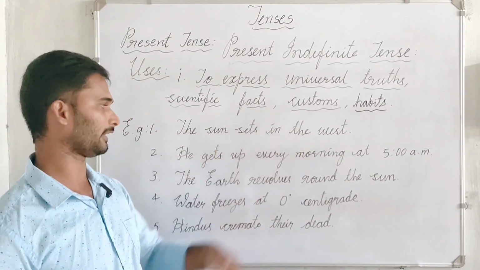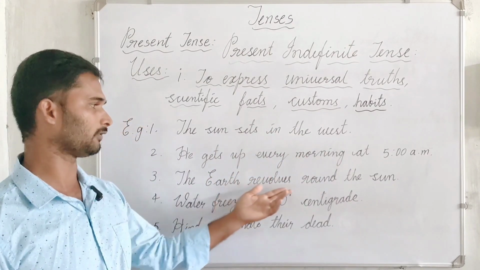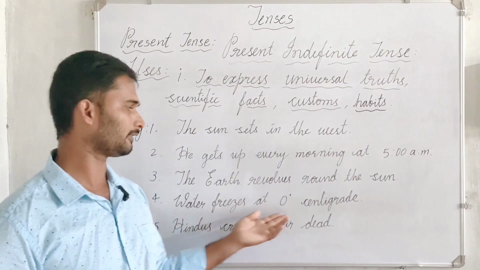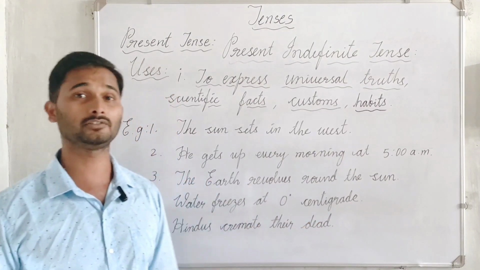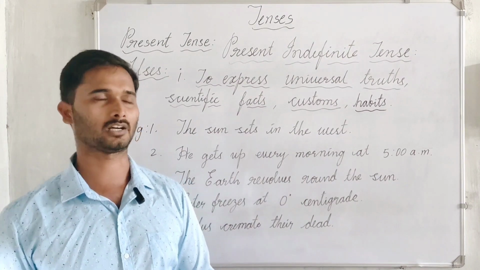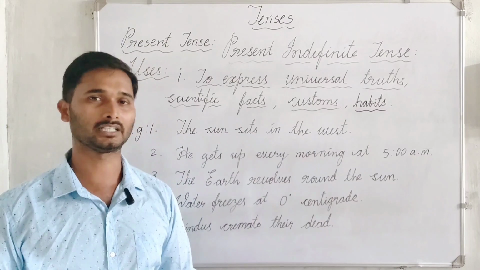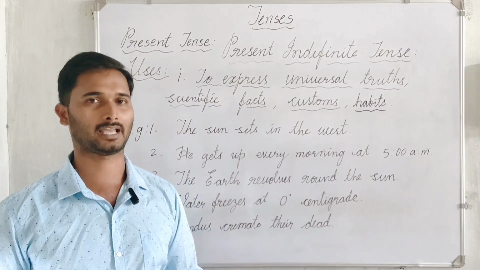The sun sets in the west. He gets up every morning at 5 a.m. The earth revolves round the sun. Water freezes at 0 degrees centigrade. Hindus cremate their dead. These all are examples of the first use, which expresses universal truths, scientific facts, and customs and habits.